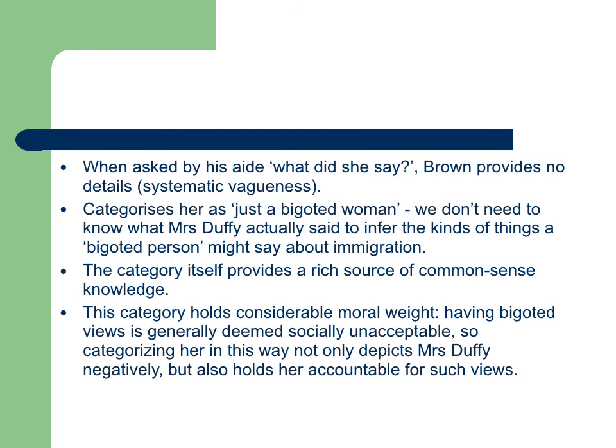So this categorisation of Mrs. Duffy as a bigoted person provides a rich source of common sense knowledge about what a bigoted person is likely to have said. It holds considerable moral weight. Having bigoted views is generally deemed socially unacceptable, at least for Mr. Brown and his aide. So categorising her in this way not only depicts Mrs. Duffy negatively, but also holds her accountable for such views. And we'll see how Mrs. Duffy responds to this description of herself, this identity construction, in the next slide.